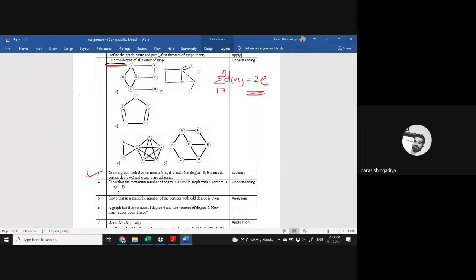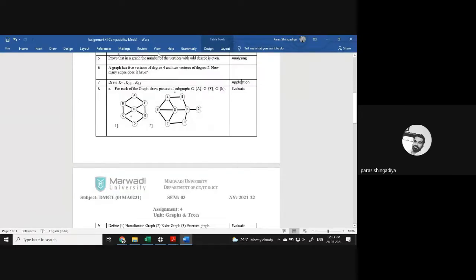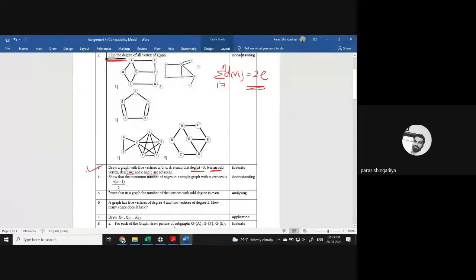In question 3, you have to draw one graph. 5 vertices are given where the degree of each vertex is mentioned, and as per the conditions, you have to create a graph which includes the 5 vertices where the degree of A is equal to 3, B is an odd vertex, C has degree 2, and E and D are adjacent. And questions number 4 and 5 are the two theorems, theorem number 2 and 3. That is, the maximum number of edges you have to check for a simple graph which includes n vertices. So that we had discussed in the last lab.